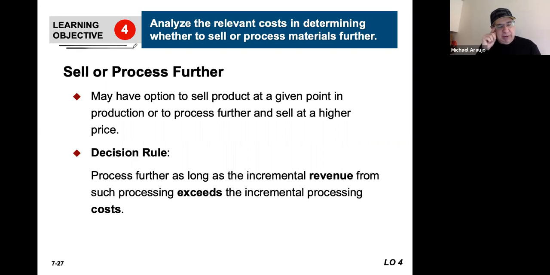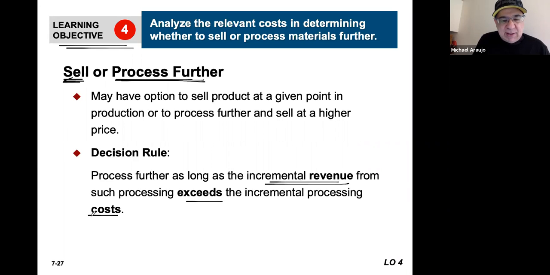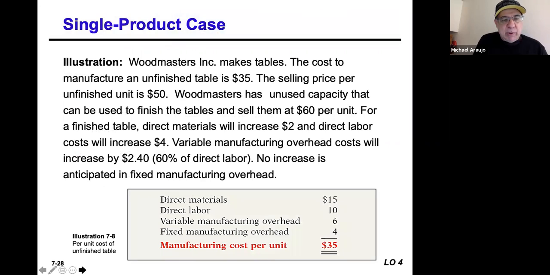So this incremental analysis piece is looking at whether we sell a product as is or process that product further. Basically, instead of a wooden table without any paint or lacquer on it to protect it, we just sell the wood table as is. If we process it further, would the extra revenue we get from doing that be higher than the costs to process it further? So this is what we're going to be looking at.